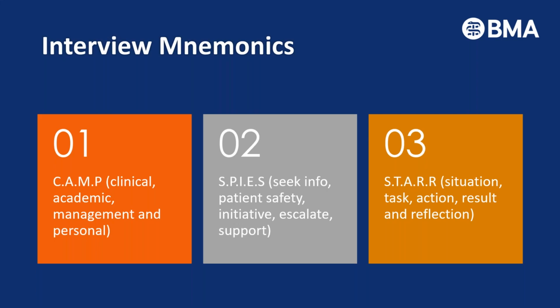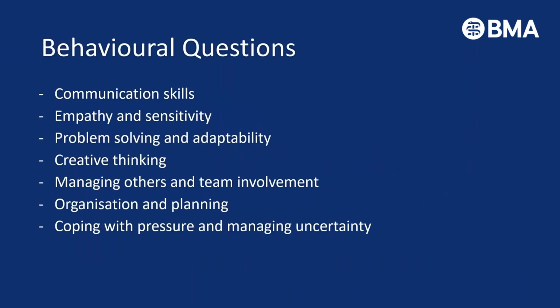Just as a reminder, the CAMP one is really good for the opening question and the motivation questions. Anything to do with the SPIES is around scenarios or certain ethical dilemmas, or situations around governance where you might need to use that technique. And then the third one, the STAR, is for those behavioural competency questions, where you can frame it in that way. So I'll go back to where I was, but hopefully that helps your colleague who wanted to see that again.